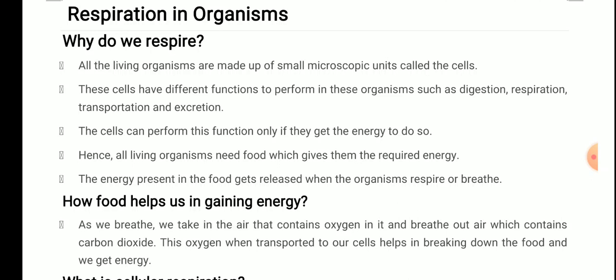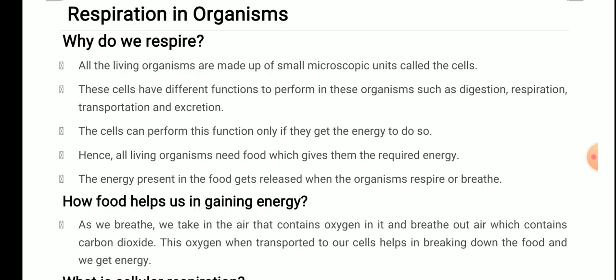Like for example, if a cell is working, it definitely will need energy, because after continuously working, the amount of oxygen in it decreases and the amount of carbon dioxide increases. So the amount of food also decreases, because it will continue to consume that food, because it will need energy to work.